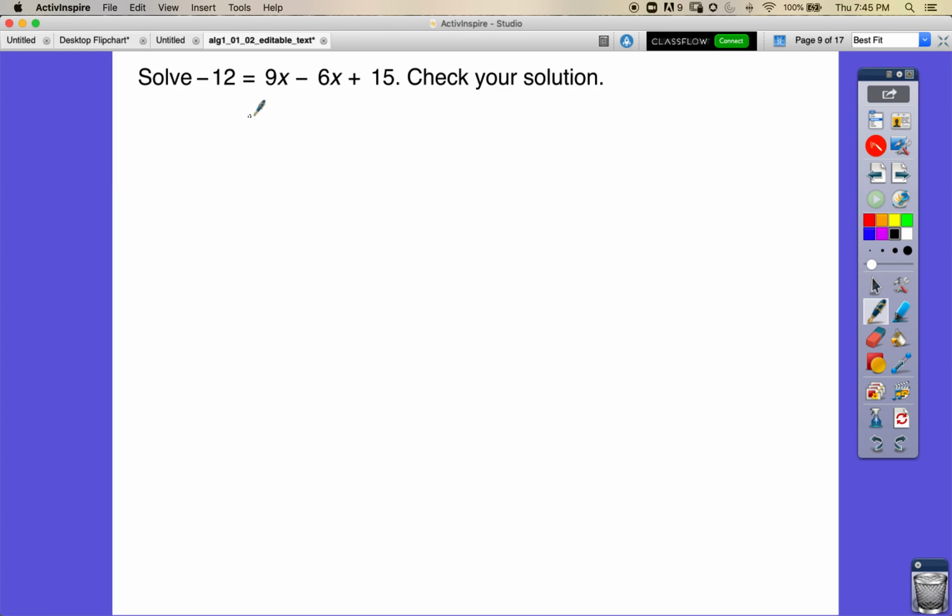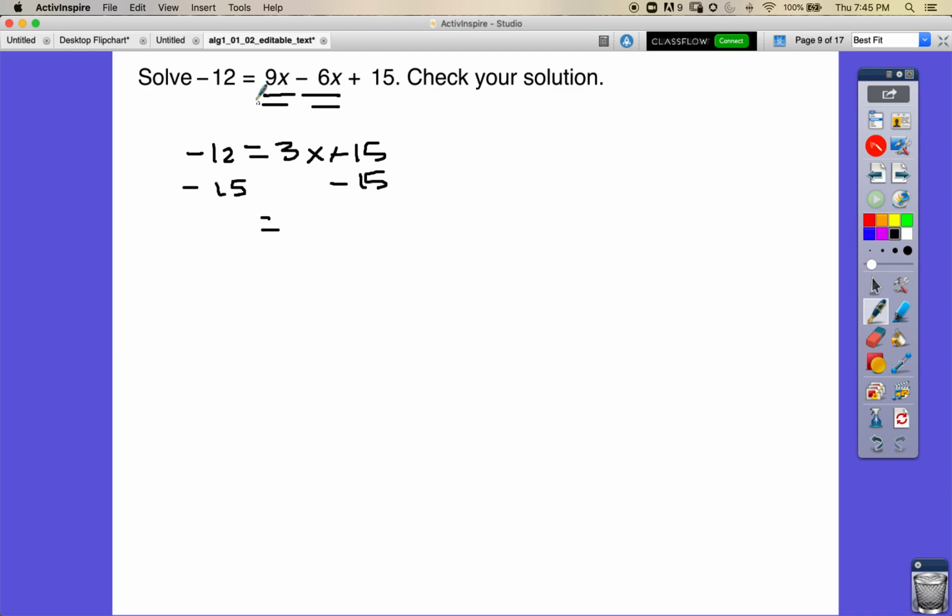Okay, so now notice there are things on the right side of this equation that we can simplify. So we can collect like terms of these two here. All right, I'm going to bring down my equal sign. I'm going to bring down this negative 12. 9x minus 6x is 3x plus 15. Now I'm going to undo this plus 15. I'm going to subtract 15 from both sides.